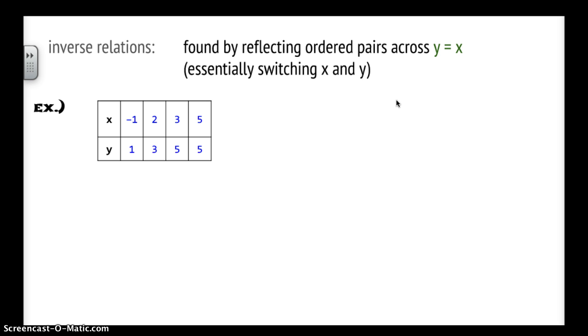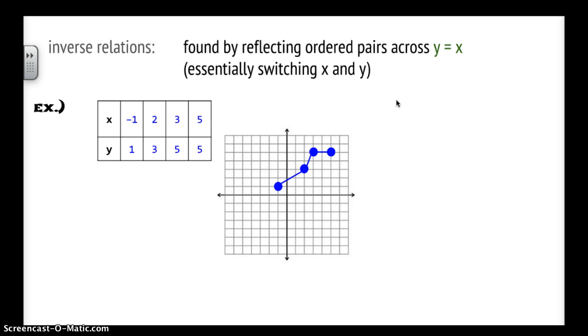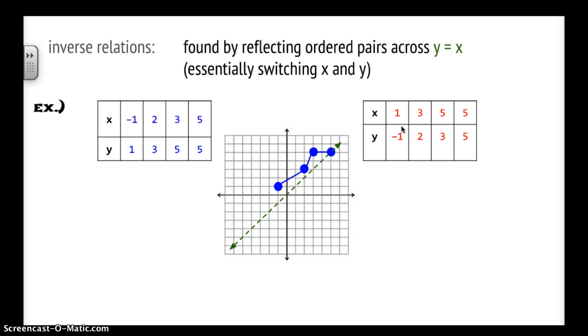And so when we think about these 4 points, we could plot them on a graph: (-1, 1), (2, 3), (3, 5), and (5, 5). Then we could connect them, right? We have those 4 points. Now, we want to reflect across this line. The easiest way for us to do that is just switch the ordered pairs, x and y. So instead of (-1, 1), like we saw over here, we flipped them. Instead of (2, 3), we have (3, 2), (5, 3), and (5, 5). Notice (5, 5) stays the same. It lives on this line. When we reflect it, it stays on the line.